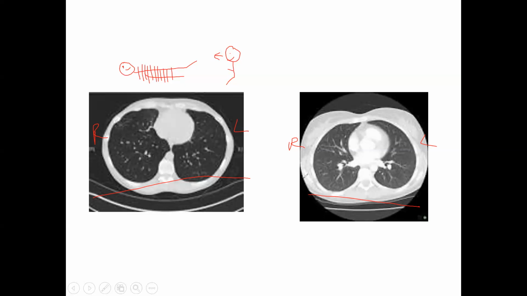So you can see the heart, the spinous processes. So this is going to be the back, and again, you orient yourself from the feet looking toward the patient's head. So let me clear that and we'll move forward to the next one.